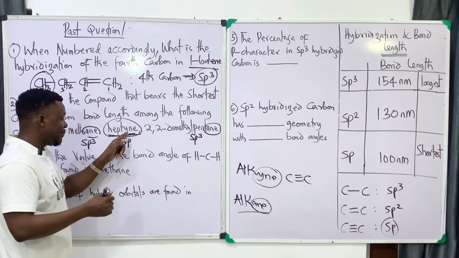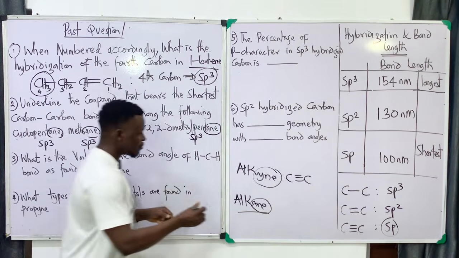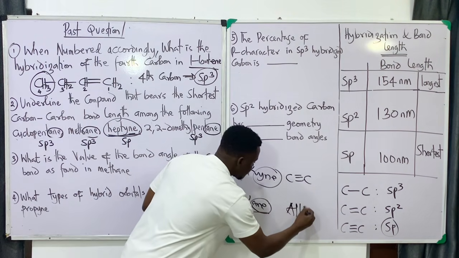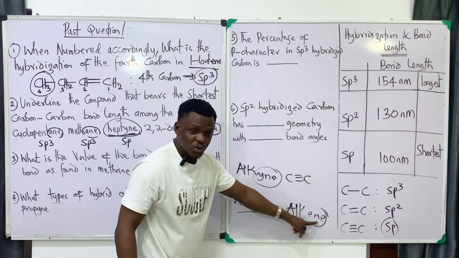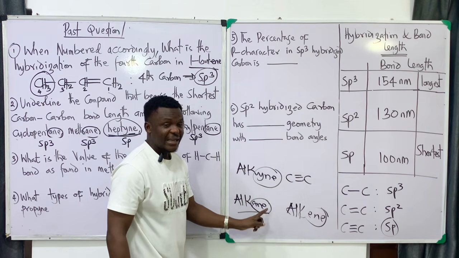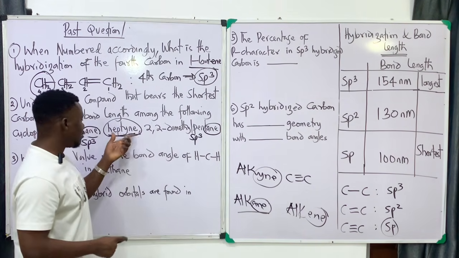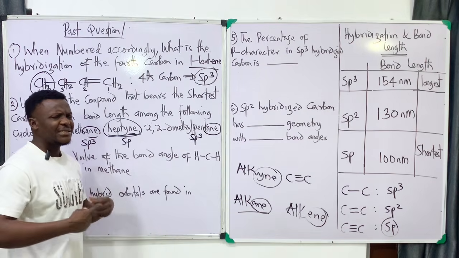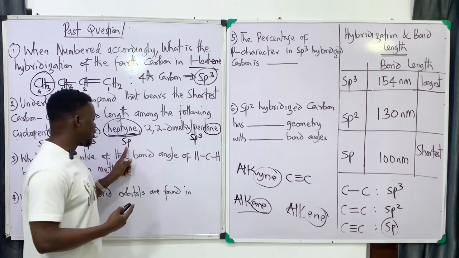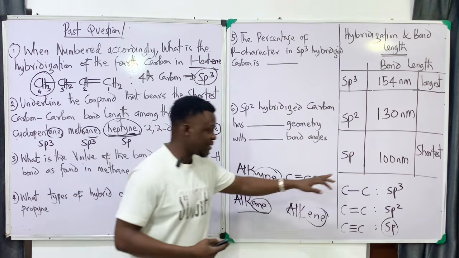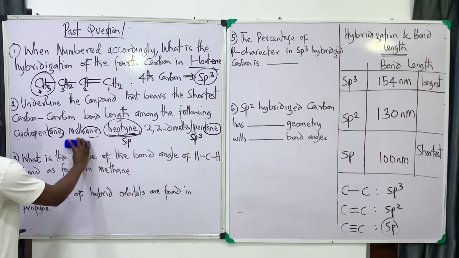Why? Because this is heptyne. Any compound that ends with yne is an alkyne. Any that ends with ene is an alkene, sp2; ane is an alkane, sp3; yne is an alkyne, sp. So since this compound ends with yne, it is an alkyne, and alkynes have hybridization of sp, and sp has the shortest bond length.